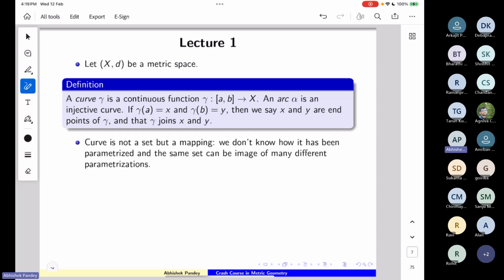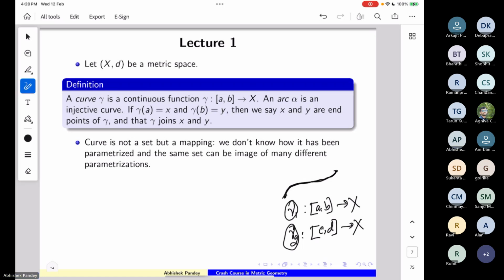Okay. There's one thing which I want to mention, that a curve is not a set but a mapping. By this what I mean is that the same set can be parametrized by different functions. Suppose this is a set, and we can have gamma 1 from some interval [a, b] to X, so that gamma 1 of [a, b] is this curve, and also gamma 2 from some interval [c, d] to X onto this curve. We will see how this set is related to these parameterizations. That will be a part of the extra sessions. So the curve is not a set, it is a mapping.